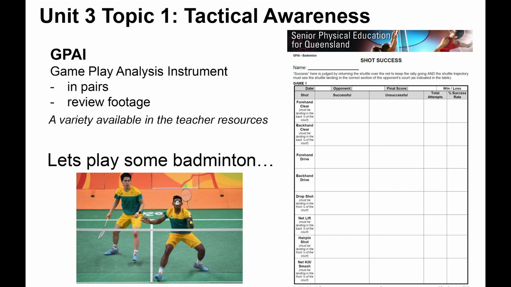So we would mark successful or unsuccessful. Backhand clear, same thing. I need it to go to the back of the court. My smashes or my drop shots, are they falling in front of the red markers? Because if I'm doing a drop shot and it's going to the middle of the court, I'm going to get it smashed back at my face. It's got to land here. So that's a successful one.